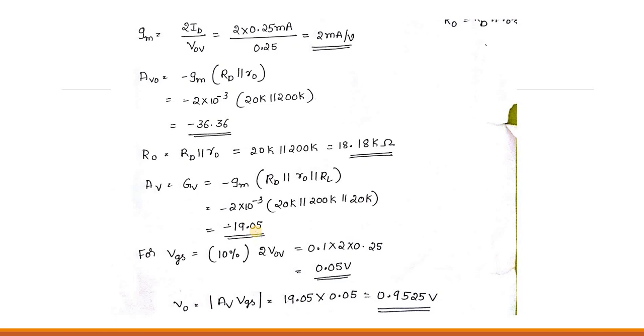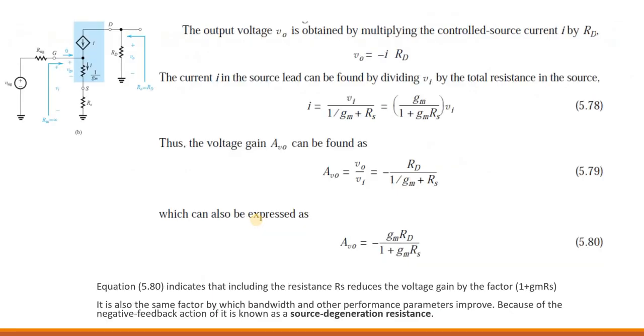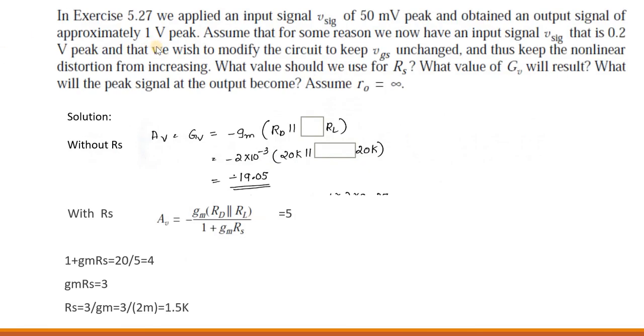So when we include RS, this will be reduced. So what is that amount? Let us see that. See here, we applied the input signal, that is for the previous problem, as 50 millivolt peak and obtained the output signal as approximately 1 volt peak. Assume that for some reason we now have an input signal V signal of 0.2 volt, and we wish to modify the circuit to keep VGS unchanged, thus keeping the nonlinear distortion from increasing. What value should we use for RS, and what value of GV will result?